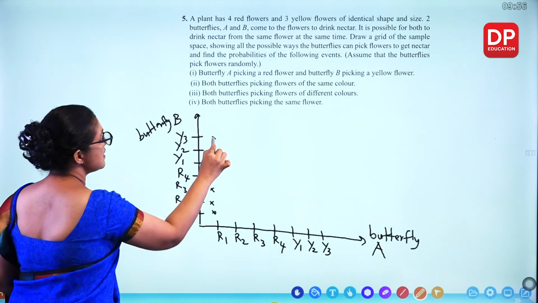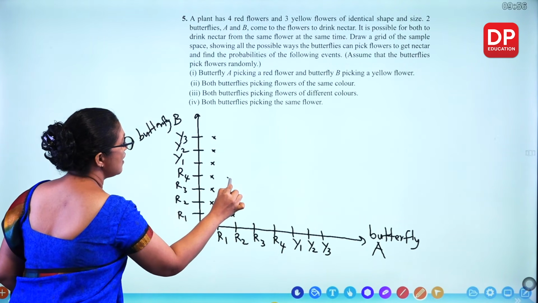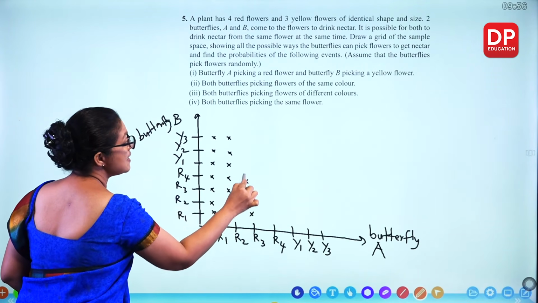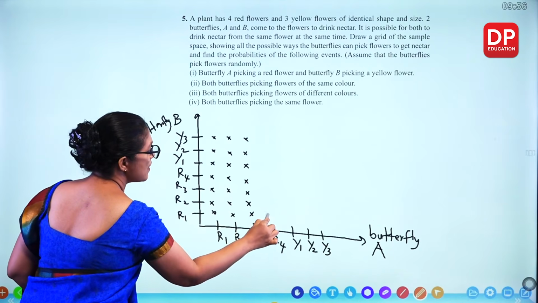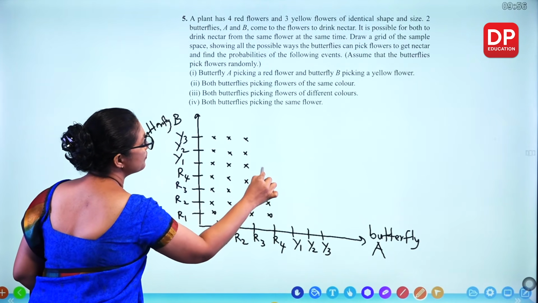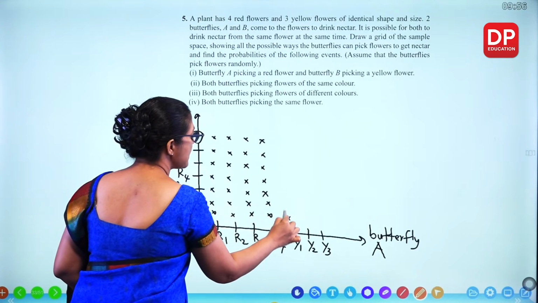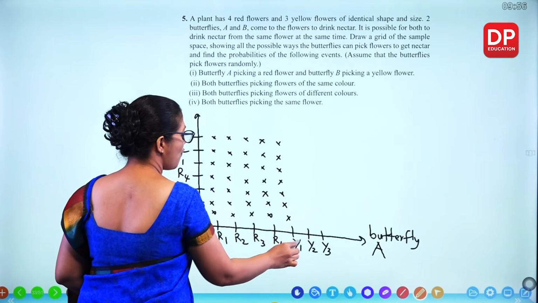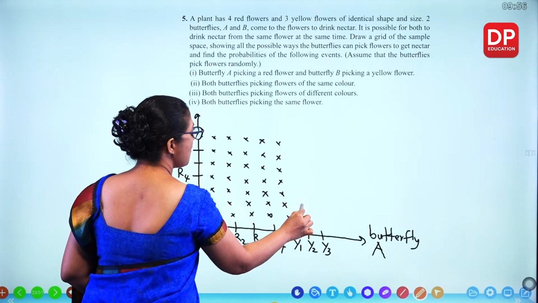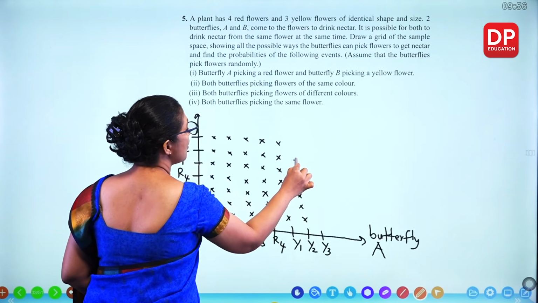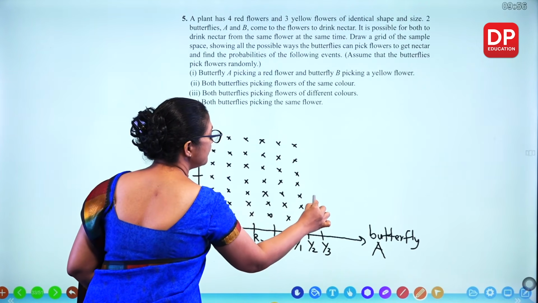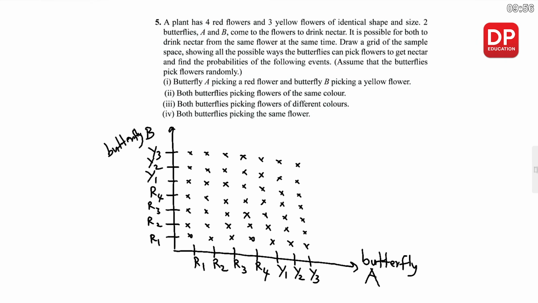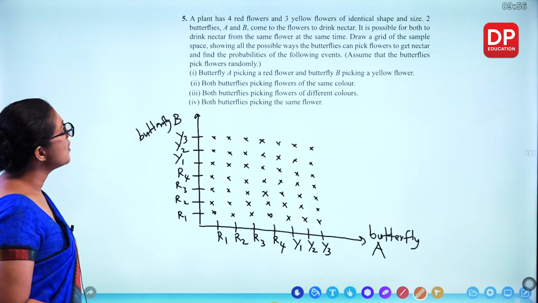These are the possibilities and I can find out the probabilities easily when you draw the sample space diagram. How many possibilities are there altogether? One side, 1, 2, 3, 4, 5, 6, 7. 7 times 7, 49 possible outcomes are there. Now we'll try to answer the following questions.